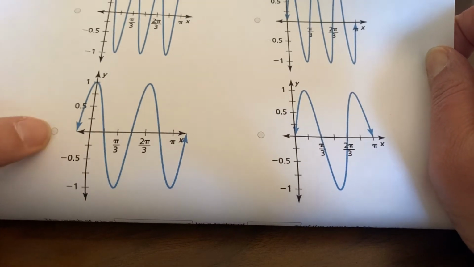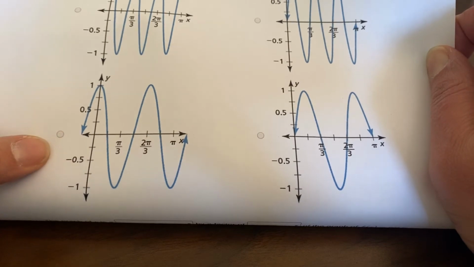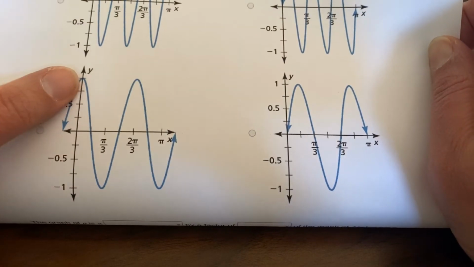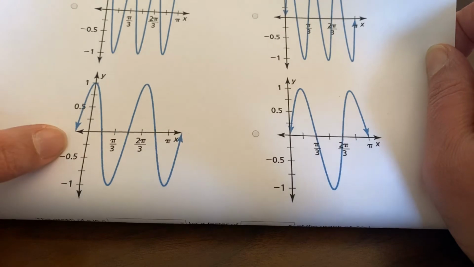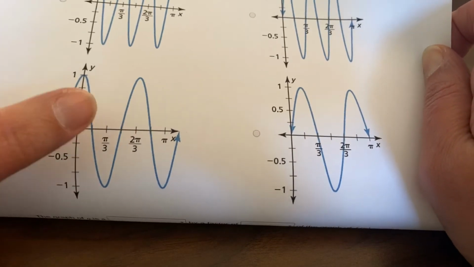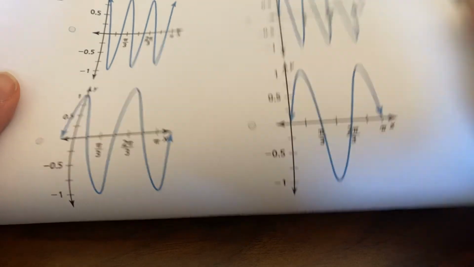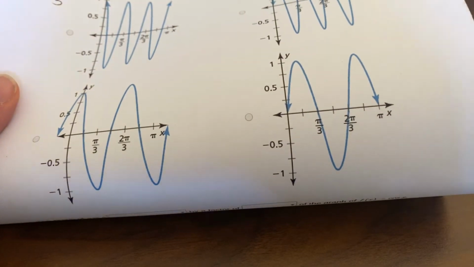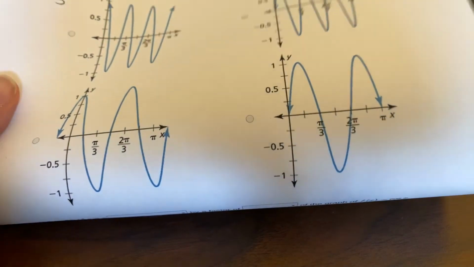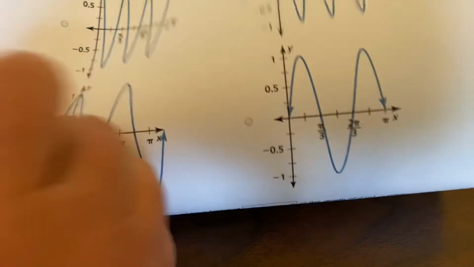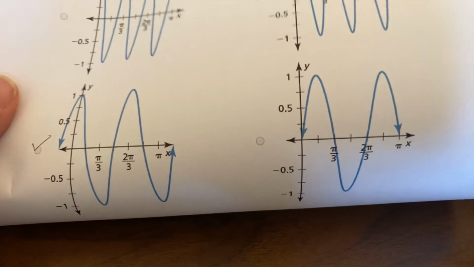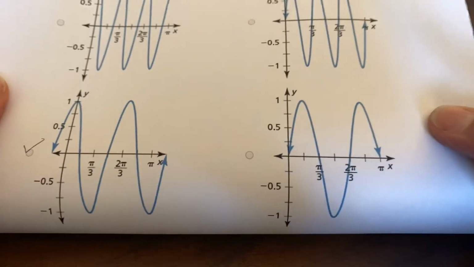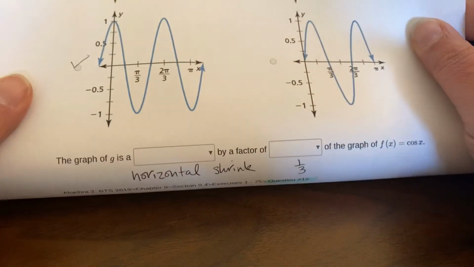This looks good. This one right here, because it goes through 0, 1, like a cosine function should, and there is one complete cycle by 2 pi over 3, and I don't have this one marked, so we'll mark it now. That is our answer. This one goes through 0, 0, so that is not ideal.